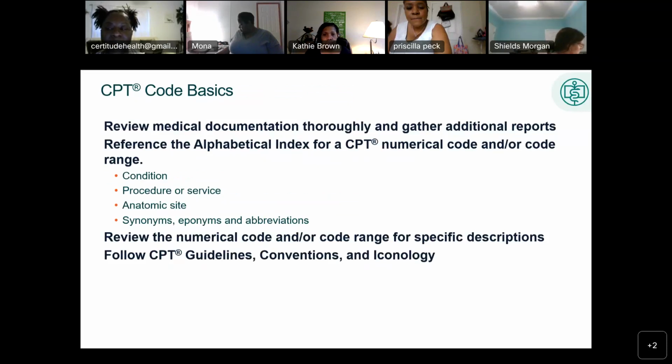CPT code basics. So to select your CPT codes, remember that there are instructions on how to use the book in the front of the book.